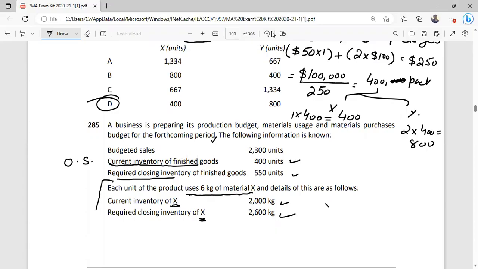Now, this information is relevant with the material, and this information is relevant with the output or units. It is better to say it is relevant with the unit, because the unit has one of the components which is called material. Apart from material, we have labor, we have variable overhead. All these components are part of the unit as well.